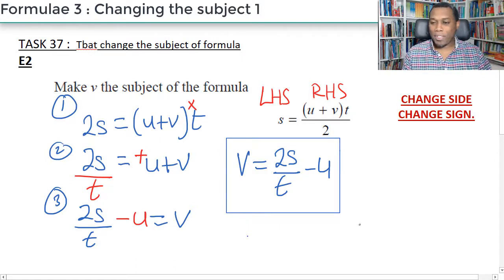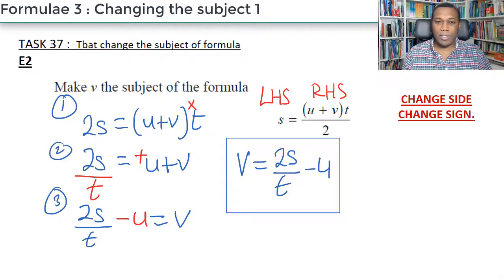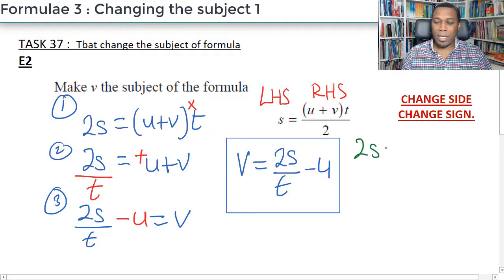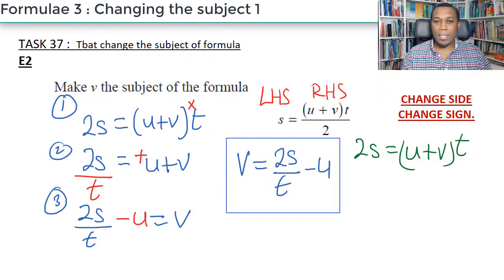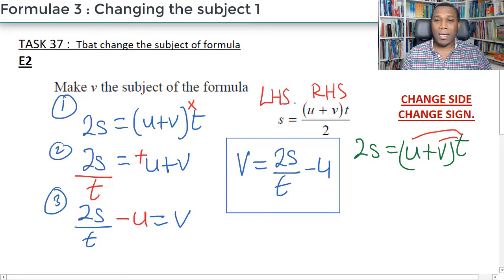Let's see what happens. Down on the right-hand side here, after step 1, I'm going to write it in. I'll do green this time. So we know we have 2s is equal to (u plus v) being multiplied by t. Let's not go down this pathway. Let's expand the bracket now and see what happens. So I'm going to multiply out. What do I have? The u multiplied by the t, and then the v multiplied by the t.